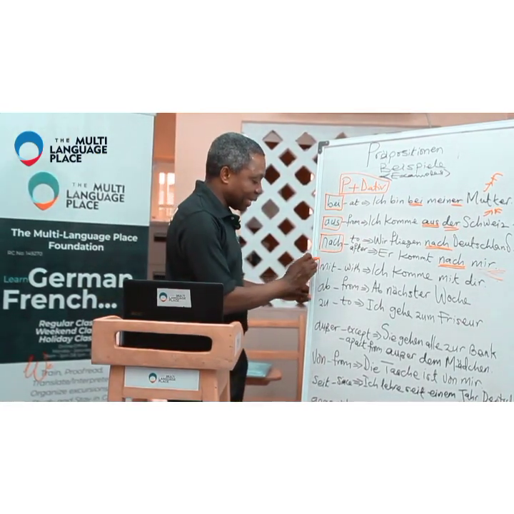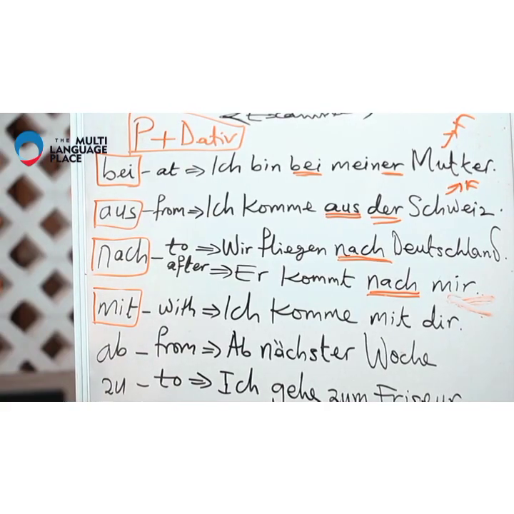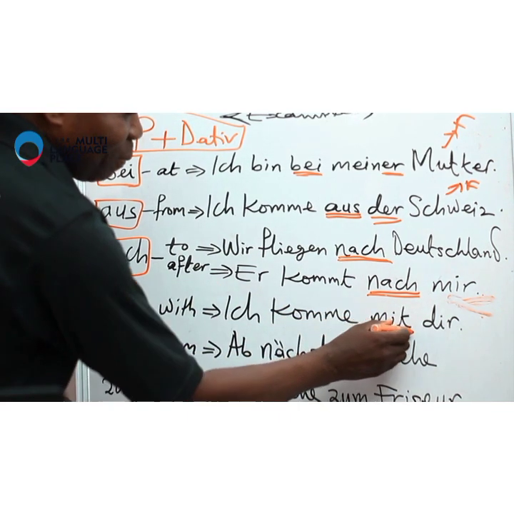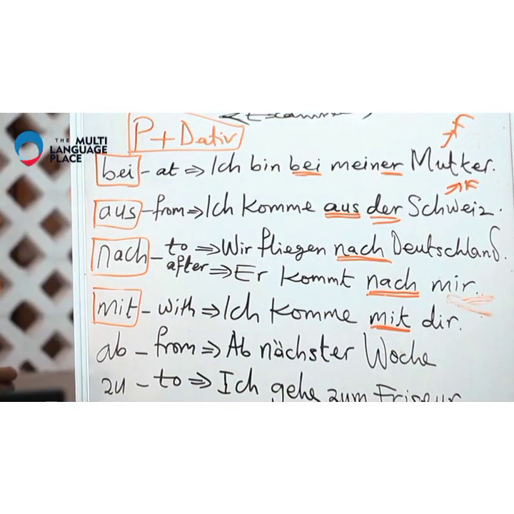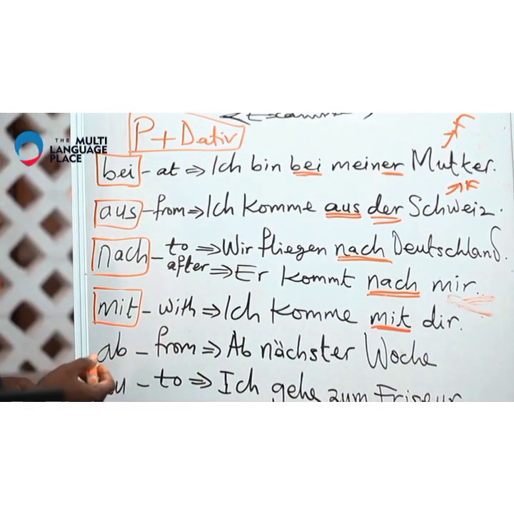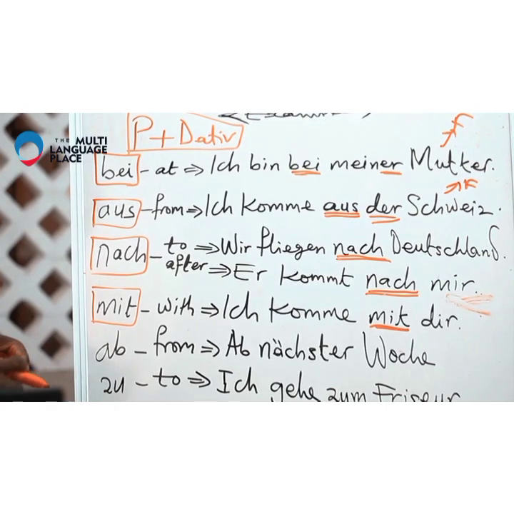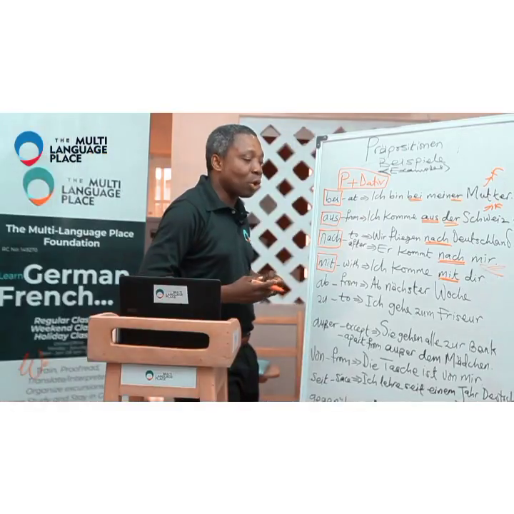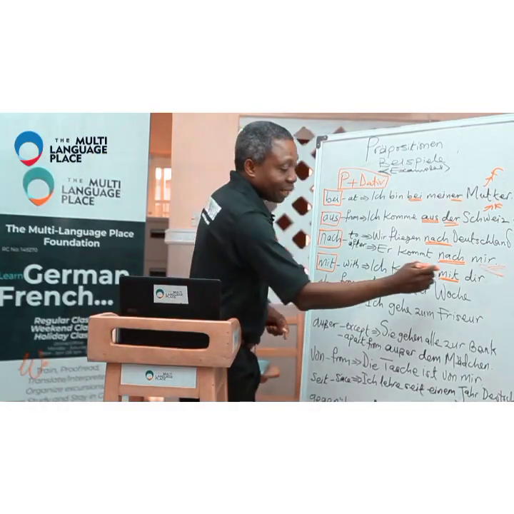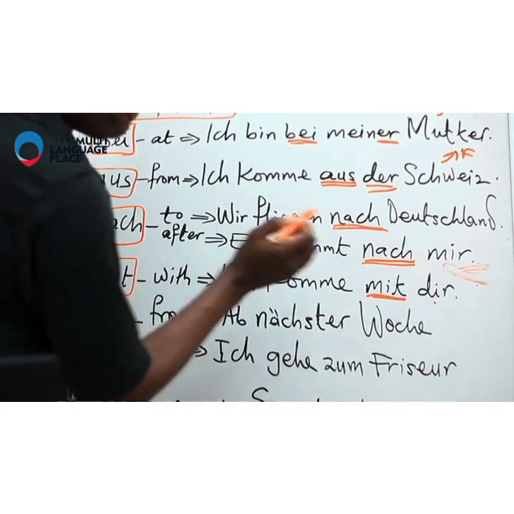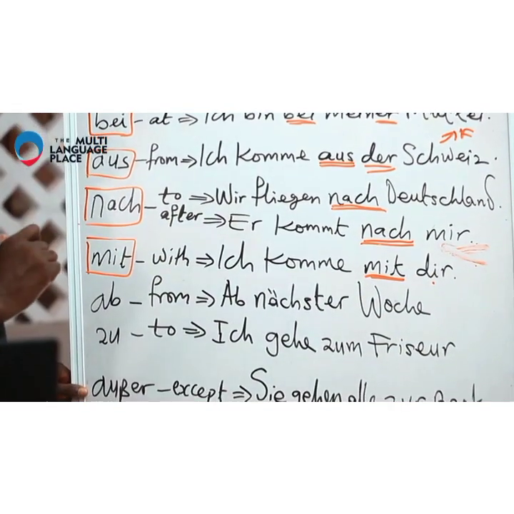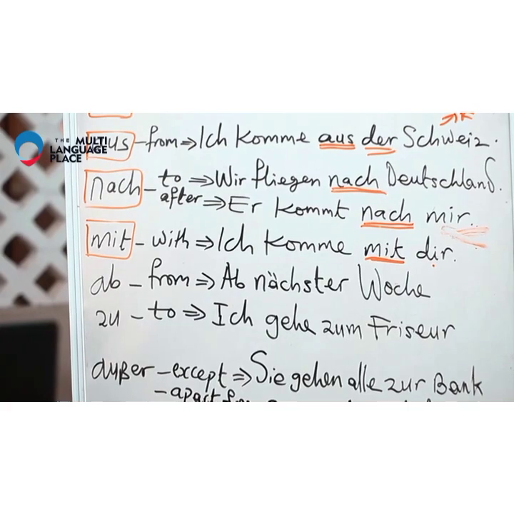The next one is mit. Mit simply means with. Ich komme mit dir. Ich komme, this is mit again. Ich komme mit dir. And that simply means I am coming with you, or I come with you. And this is the dative form of du.